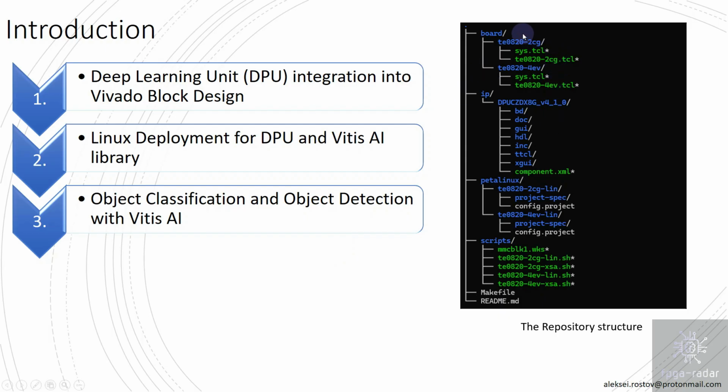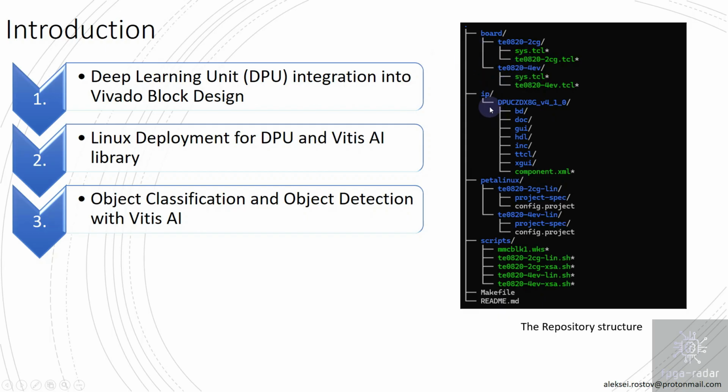The repository consists of folders, the board folder. In the board folder, there are several subfolders where there is information that is needed by the Vivado design. So it's a sys file, information about the block design, and another TCL file for a particular board. It's a file with a set of instructions on how to build a Vivado design and export the XSA file.